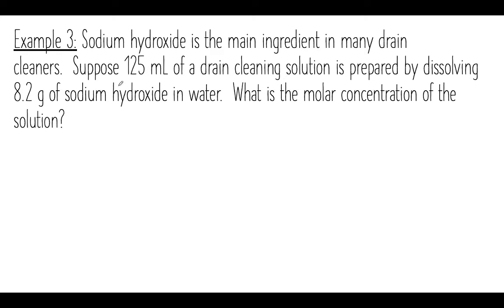So I'm already given the volume here. Pretty happy about that. I'm given the milliliters, but I want to convert it to liters. So I know divided by 1,000, it is 0.125 liters. And I'm given the grams of sodium hydroxide, but remember they're asking for concentration, which is moles per liter. I've got the liters part pretty much checked out. I just need to convert this grams into moles.